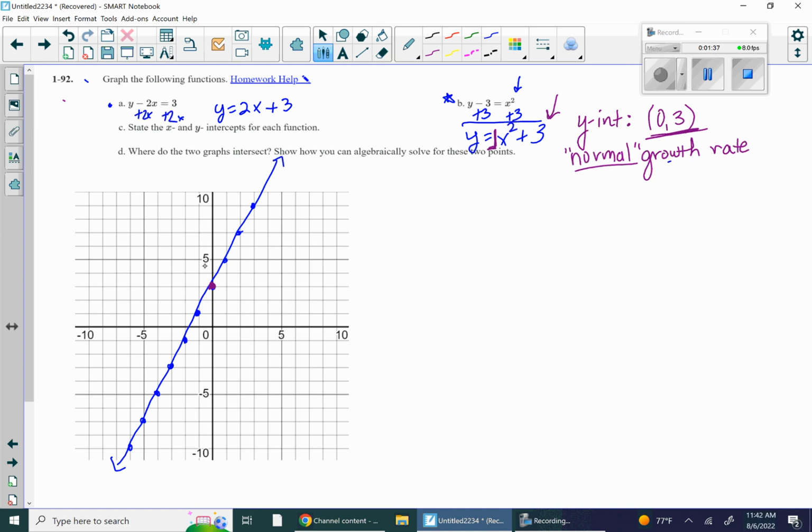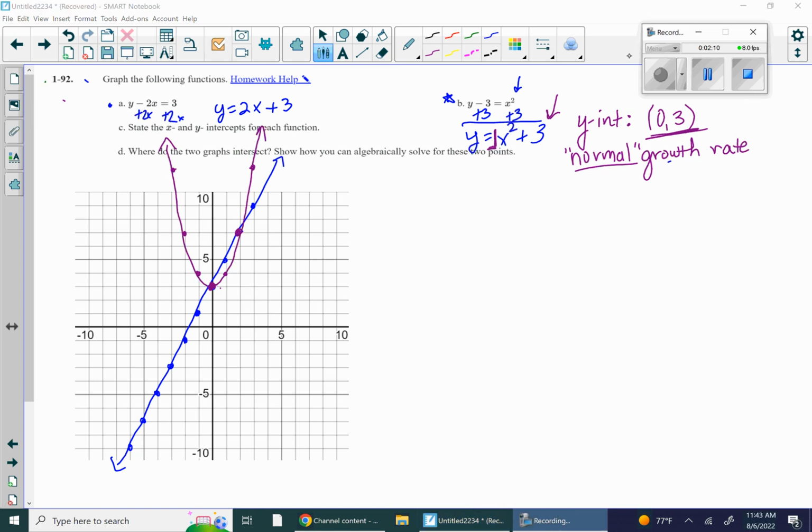So I can start at my vertex, which happens to be the 0, 3 here, and I can do a normal growth rate. So that's over 1, up 1, over 1, up 3, over 1, up 5, and so on. So I can do that on the symmetry on the other side as well. Over 1, up 1, over 1, up 3, over 1, up 5, and over 1, up 7, and so on and so forth. So our parabola is going to look something like that.